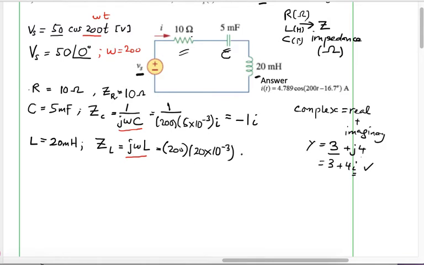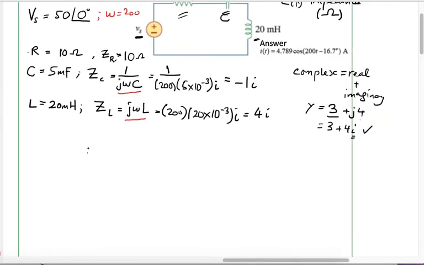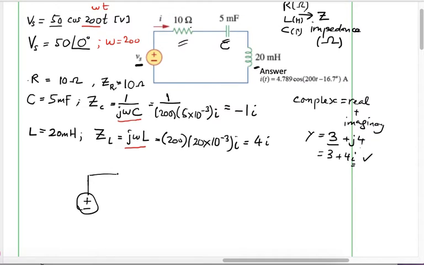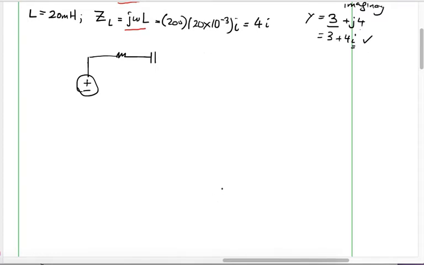And don't forget also that j that we move from the front to the back, i. So keying this into your calculator, you're going to get this value of 4i, positive 4i. So try to redraw this circuit, just to make sure you understand what I'm trying to say here. I'm going to rearrange it so that you can see how these components, or how these loads, are connected together.